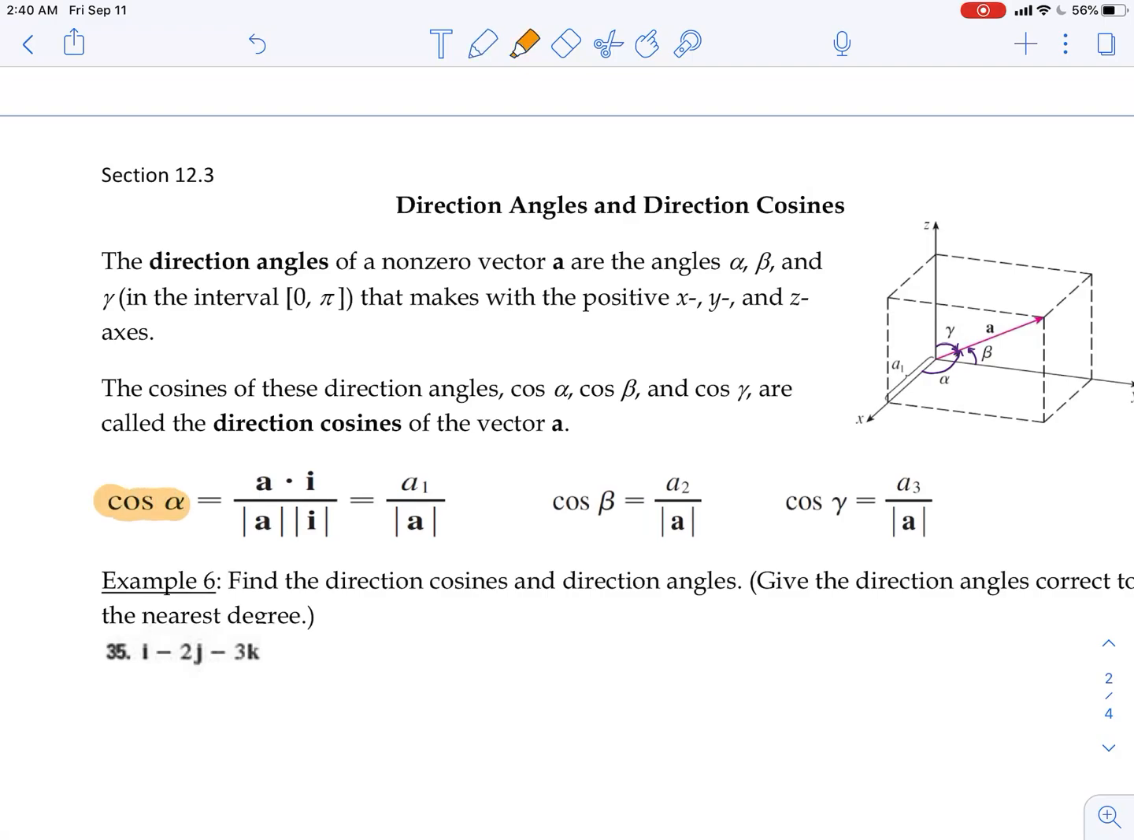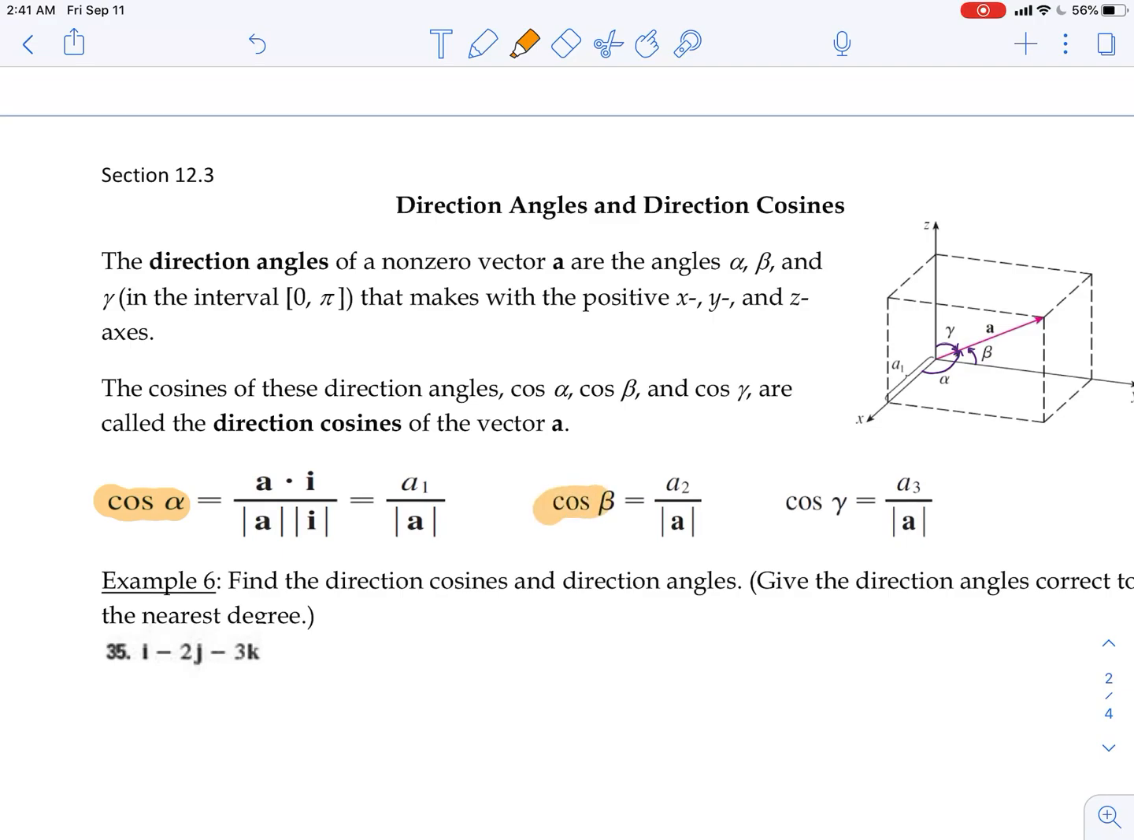And how we can get that is we're going to take whatever our vector A is, take the unit vector of that, so we divide it by its magnitude, and multiply that by the first component of our vector. So that's why it's a sub 1 over the magnitude of A. That means we're only taking our x value and dividing it by the distance of our vector.